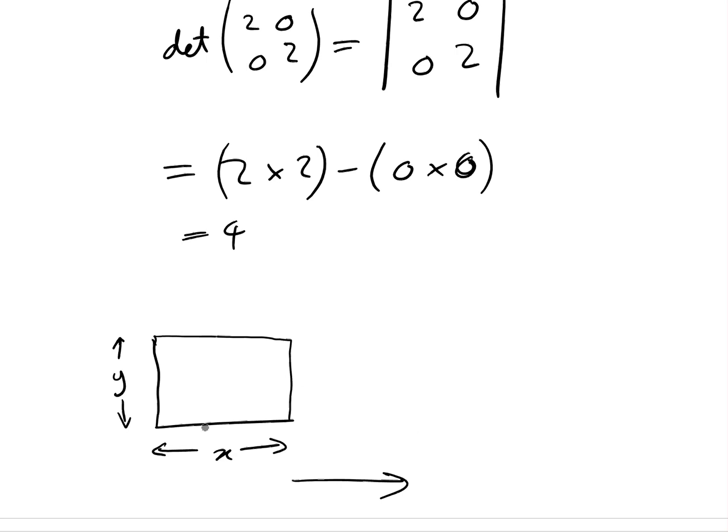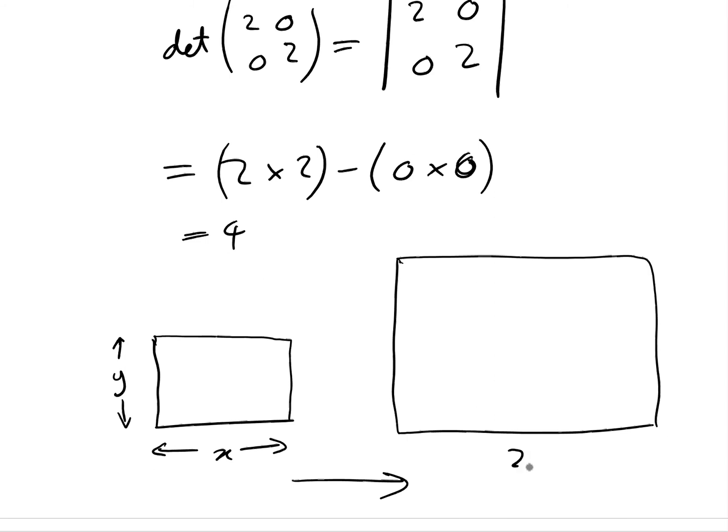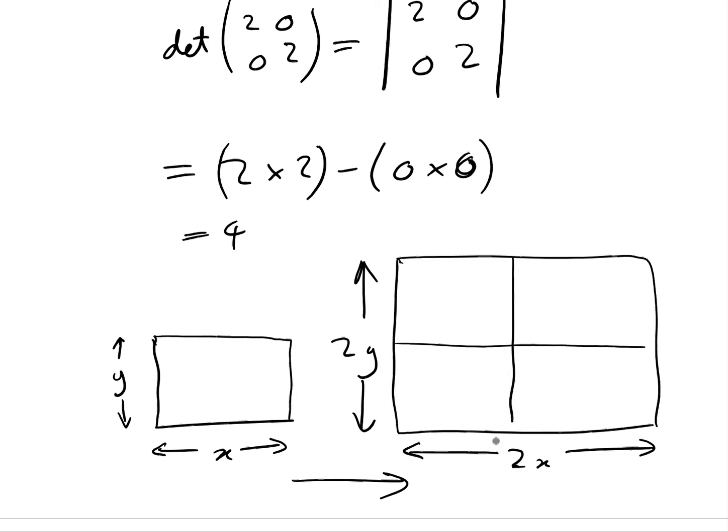The length on both sides of our shape ends up being twice as big. So we end up with 2x and 2y. Right? But look at the area of this new shape. As you can see, we've got 1, 2, 3, 4 times as big. Okay? Well, we've just said that the determinant of our transformation matrix is 4.